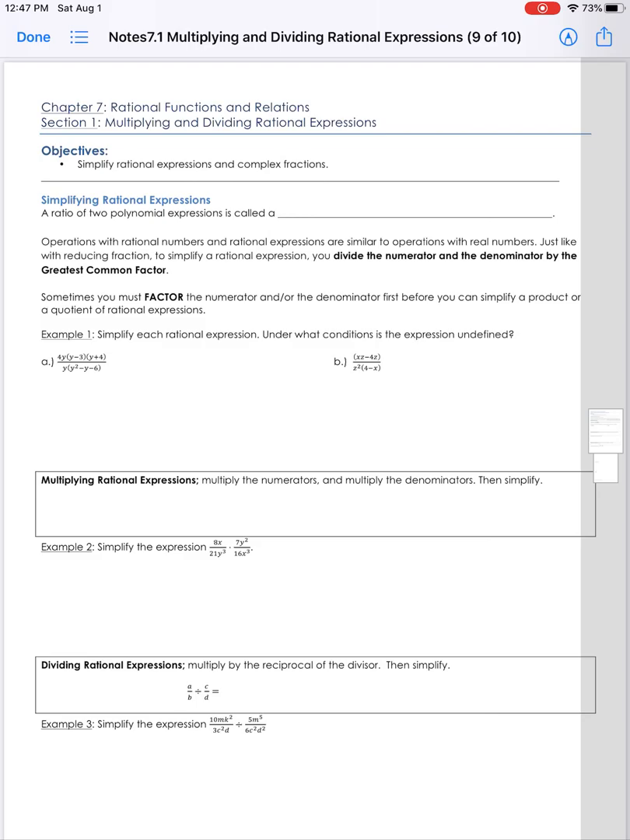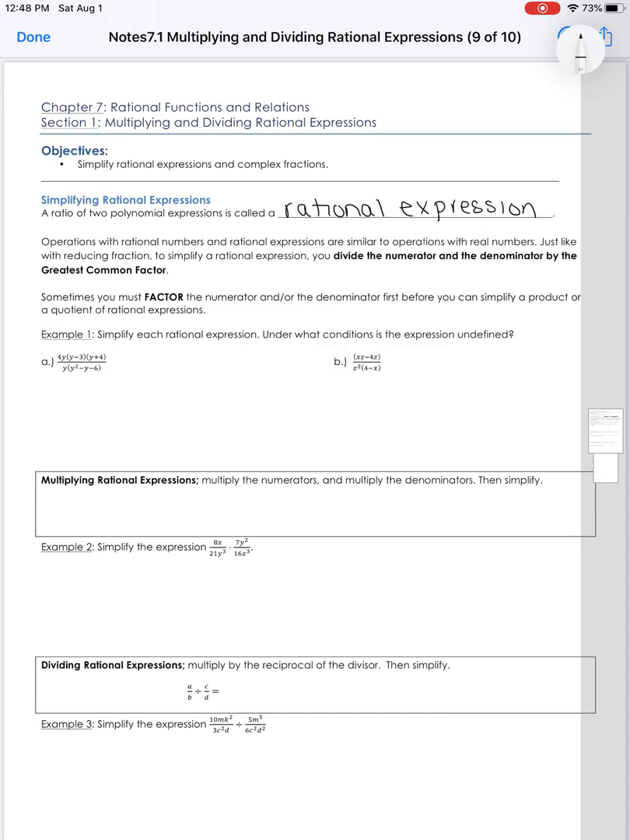All right, so chapter 7, we're going to go over a lot with rational expressions. This is where our knowledge of factoring is really going to come into play, and I'll be able to tell who has a strong grasp on that. A ratio of two polynomial expressions is called a rational expression. In this particular section, we're going to be multiplying and dividing. Operations with rational numbers and rational expressions are similar to operations with real numbers.